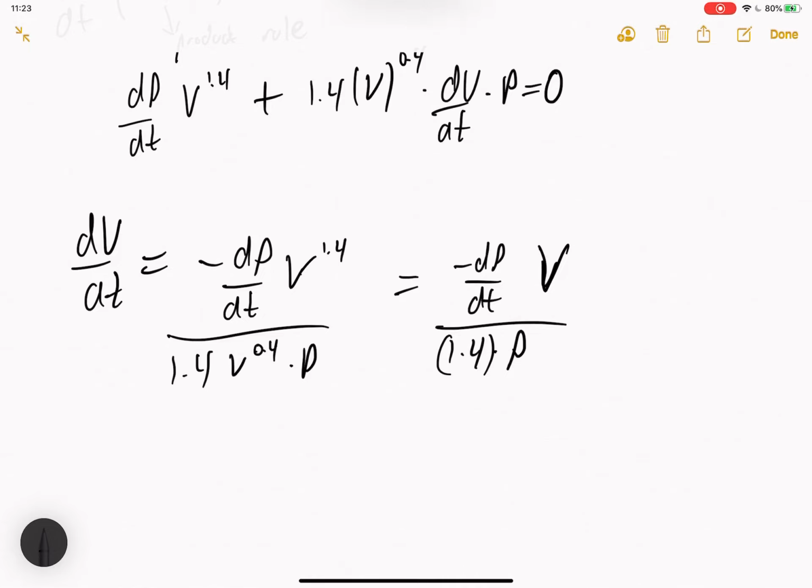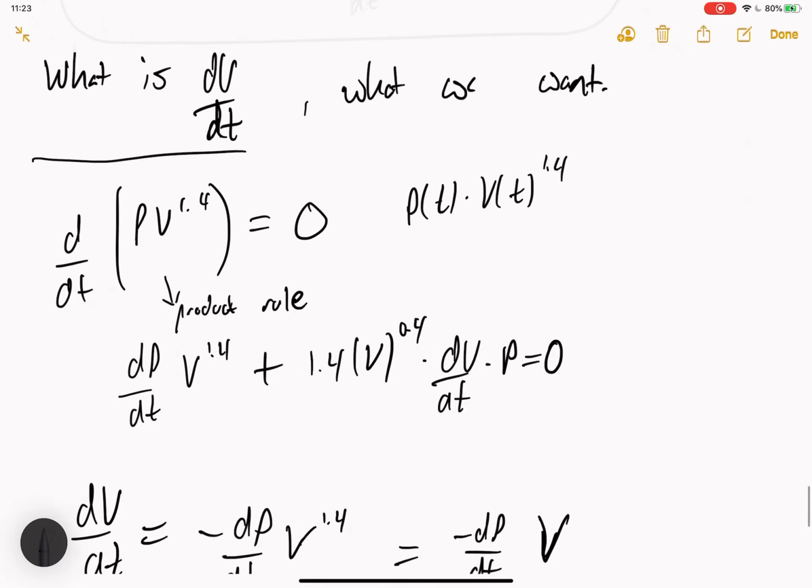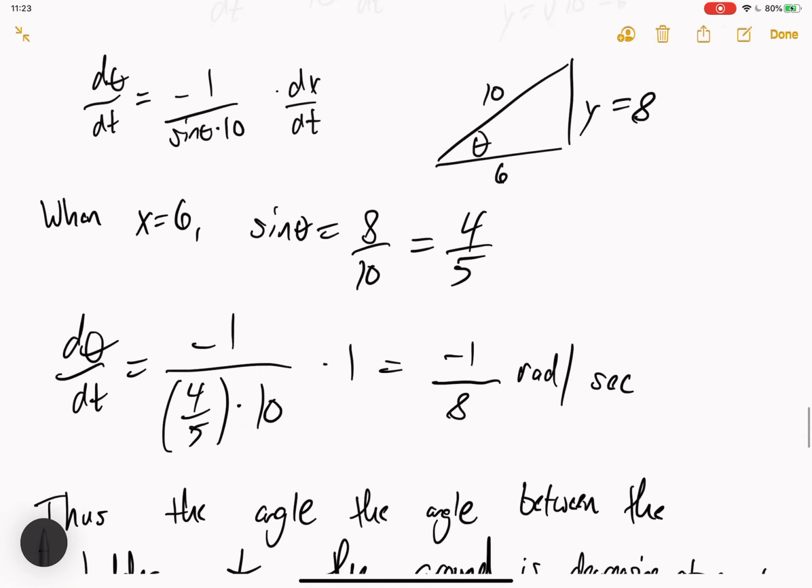Alright, so this problem is a bit weird, but that's basically the idea. I wanted to show you how to construct the problem real quick, and help you understand why that's going to be the product rule. But that's it for this section.